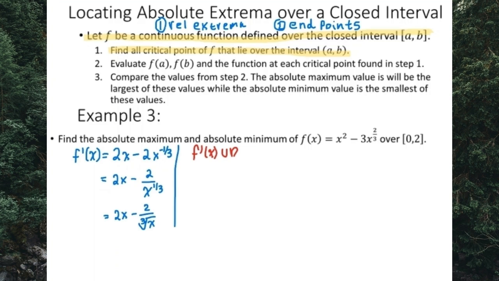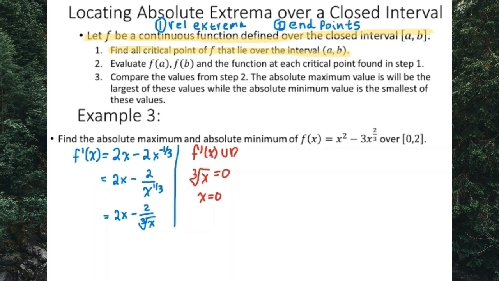Now we'll determine where f prime of x is undefined. F prime of x is going to be undefined when the cube root of x equals 0 or when x equals 0. 0 is within the domain of our function because our function is continuous over the interval 0 to 2, so it is a critical number. However, it's not in the interior of our interval.